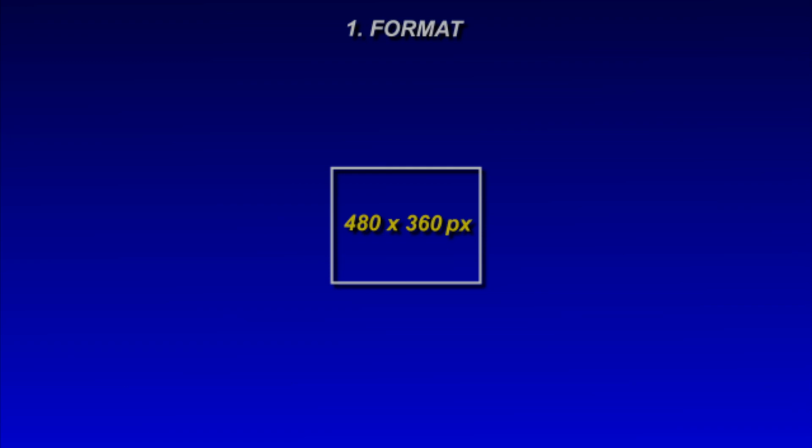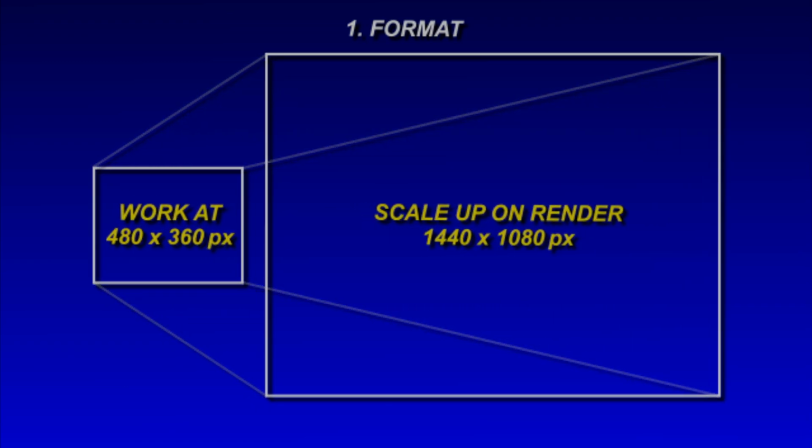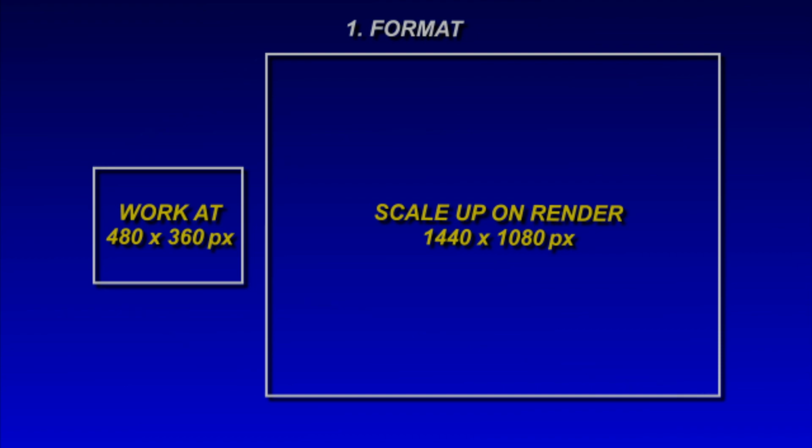So anyway, the trick with Trendwatch is work at 480 by 360, and then when you go to render, you scale up that render to a more respectable 1440 by 1080. It still maintains the 4:3 aspect ratio, but you get a slightly larger output. And part of this is to take advantage of some of the compression that an upscale gives you to degrade the image a little bit.